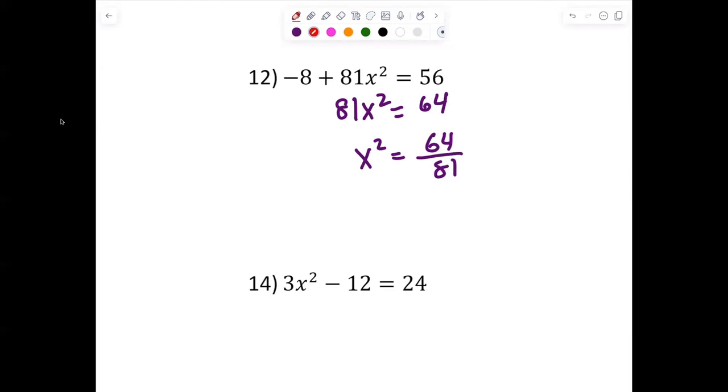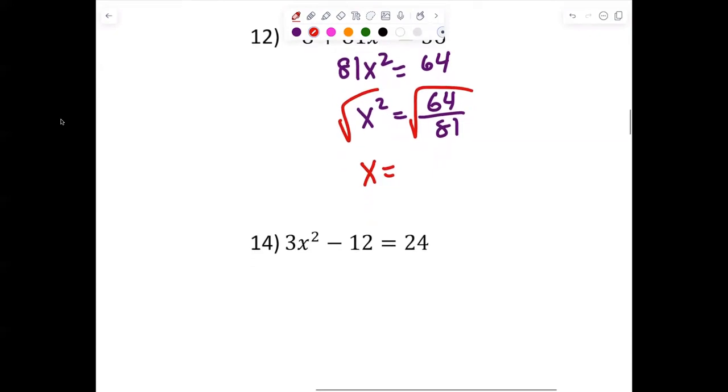Now, how do I get rid of a square? Take the square root. So x is equal to what? What's the square root of 64? What's the square root of 81? Don't forget the plus or minus. All right, hopefully you're agreeing. That's just not that hard. If I'm going too fast, you're allowed to slow down and say, give me a little bit of help here. Anybody have any issues?